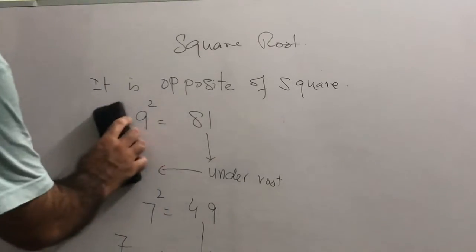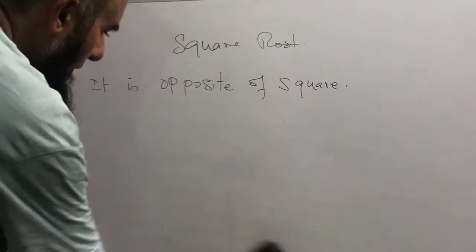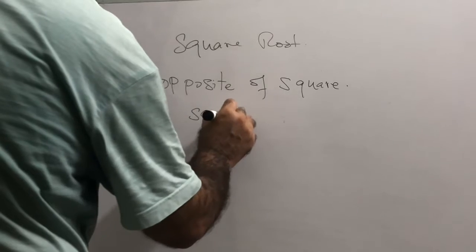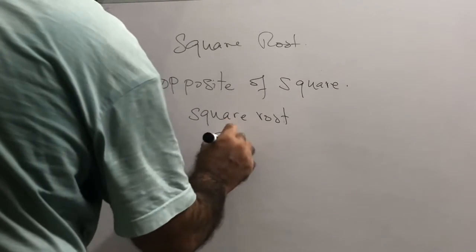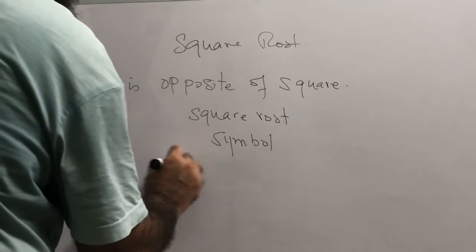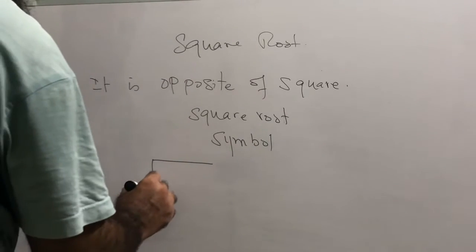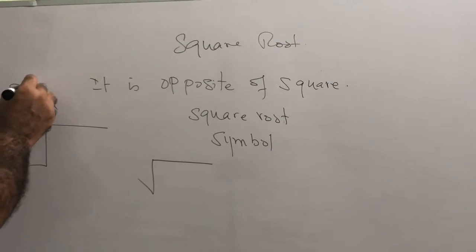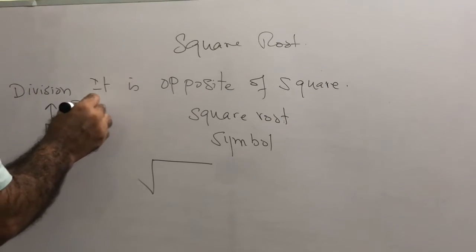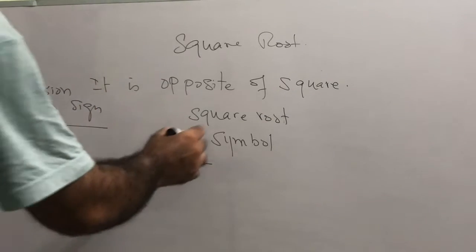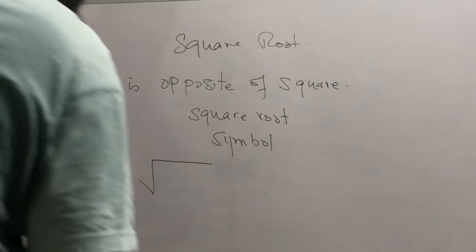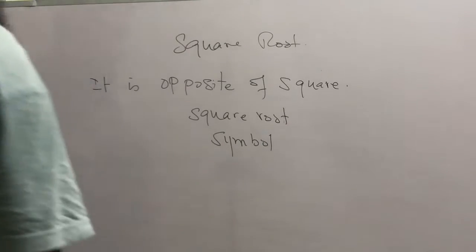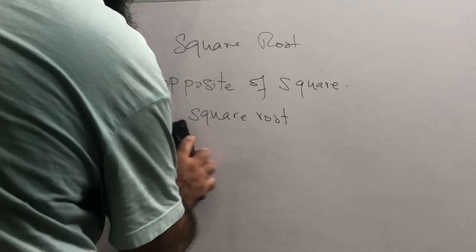Now, things to remember. The very first thing is, what is the symbol for square root? Its symbol. This is a sleeping line, this is a standing line, and here like this. If we do like this, this is the division sign. But if you do like this, this is the sign for square root. You need to remember this, the difference between the square root sign and the division sign.